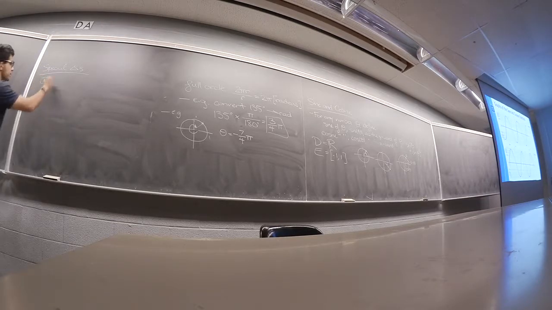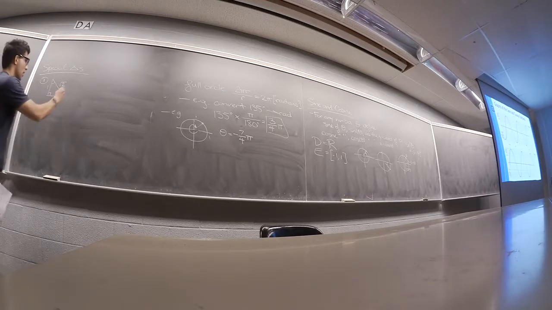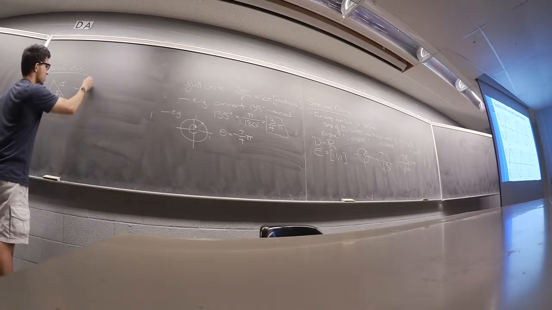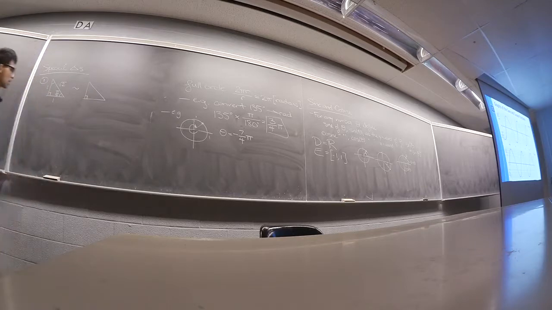Here's one of them. It's an isosceles right triangle. So these angles are both 45 degrees, or pi over 4. And if I give these lengths 1, then 1 squared plus 1 squared, square root that, you've got square root 2.